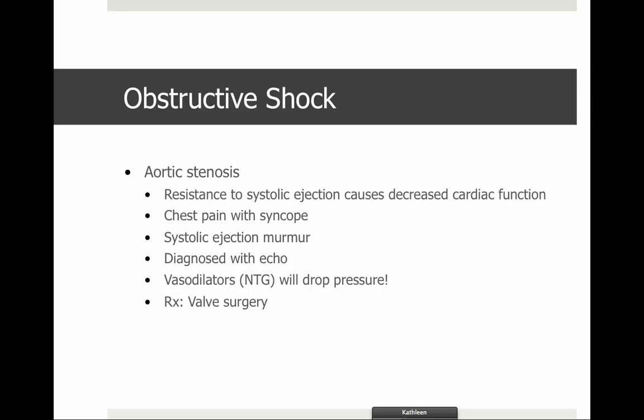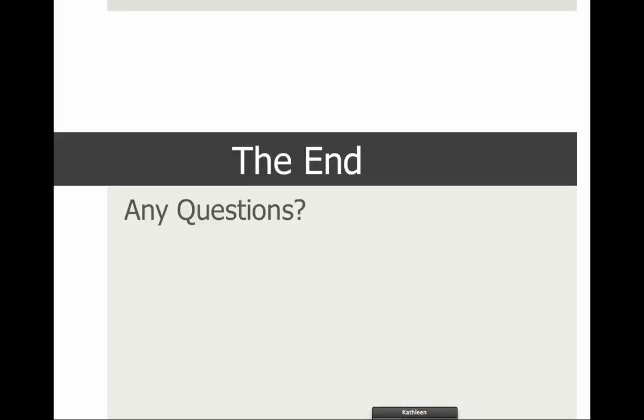Aortic stenosis, resistance to systolic ejection, causes decreased cardiac function. Patients often have chest pain with syncope. They have a systolic ejection murmur. This is diagnosed with an echo. Remember that vasodilators will drop pressure. Patient most often needs valve surgery.